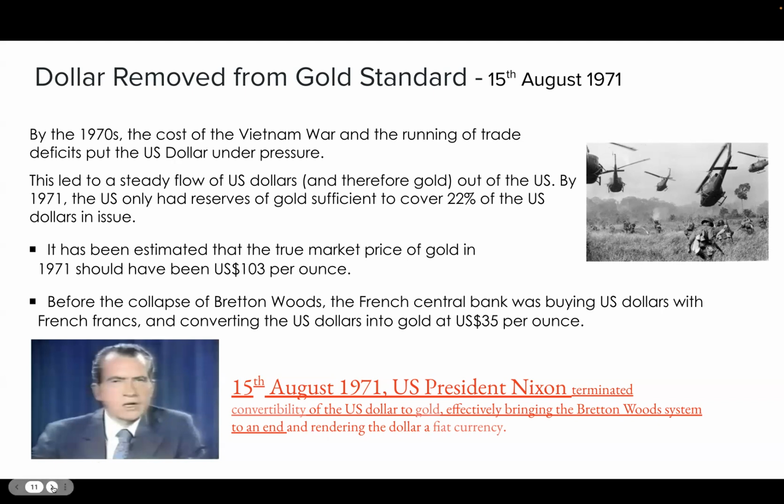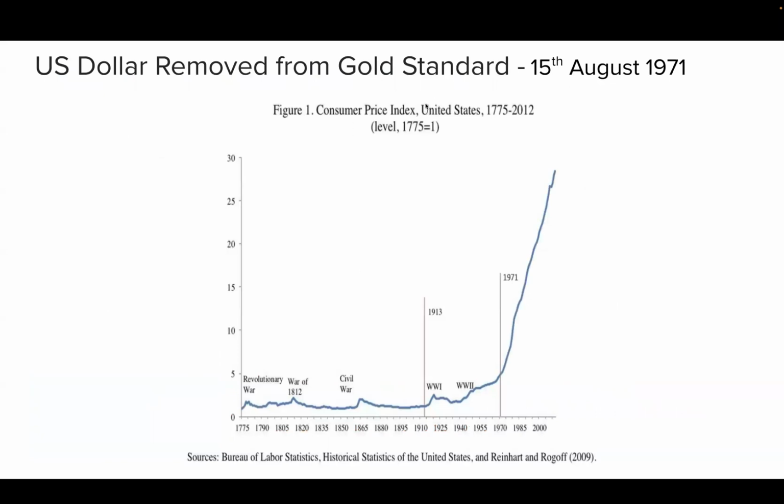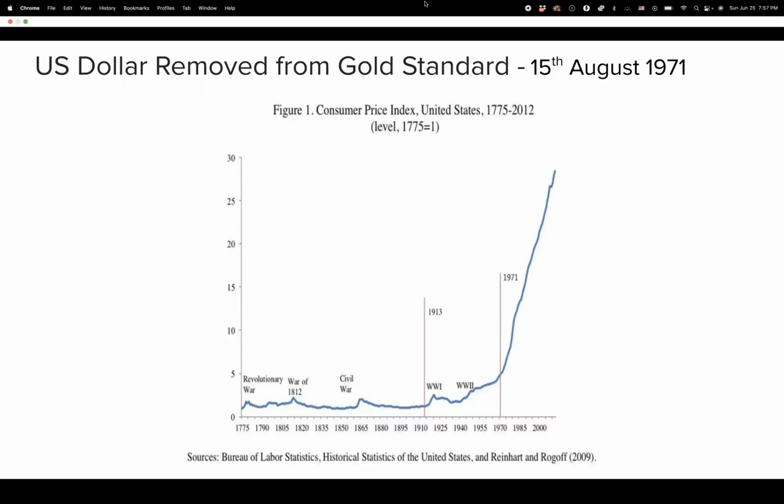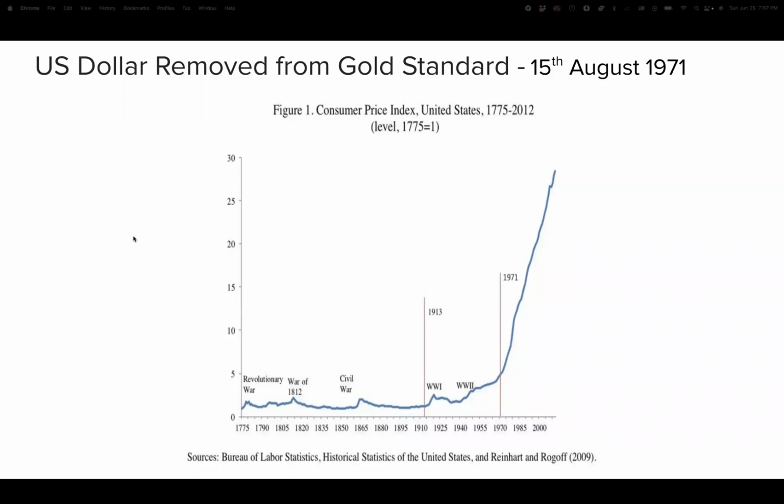Look at what happened here. This is the Consumer Price Index, which shows the rate of inflation, how much prices are rising. We see here the United States in the Revolutionary War, the War of 1812, the Civil War, World War I, World War II. Look at what happens in the year 1971 when the gold standard is removed. That is where you get these price levels that go through the roof.